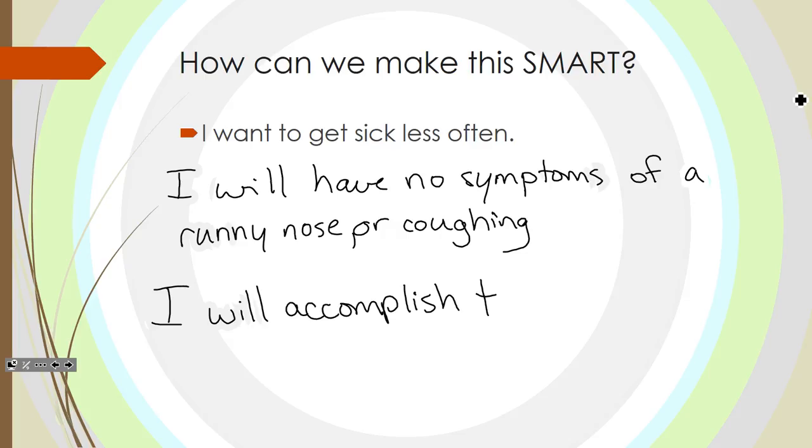I would pick just one of those things. That way, if something were to improve, you know it was specifically due to vitamin D or cod liver oil. If you do both, then you won't know which one, right? It's not as measurable or specific. So I will accomplish, so what do you want to pick? Vitamin D, cod liver oil? I will accomplish this through, how often are you going to take it?